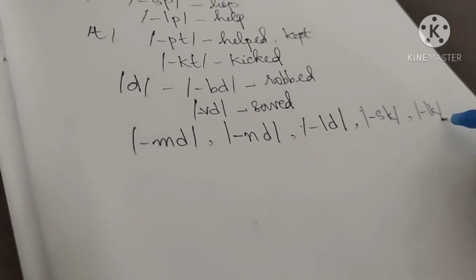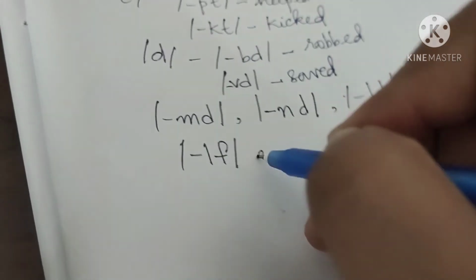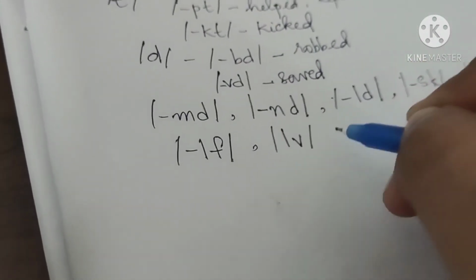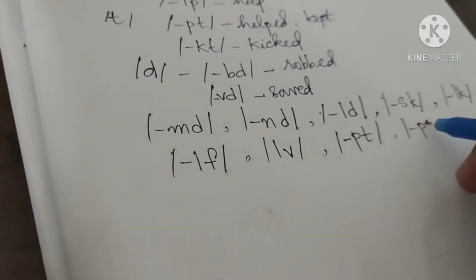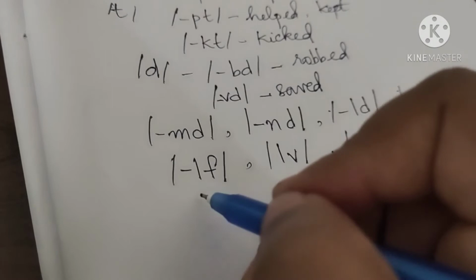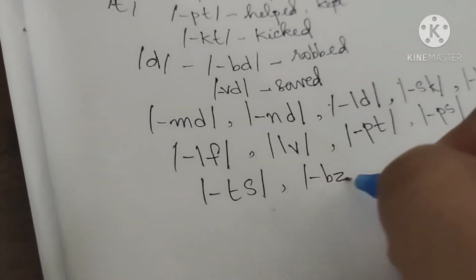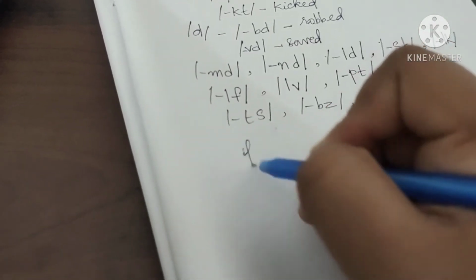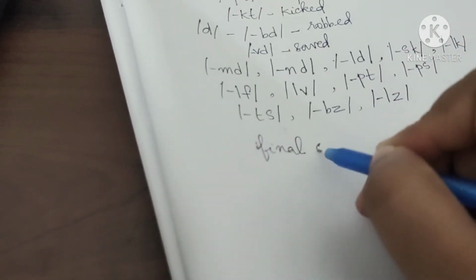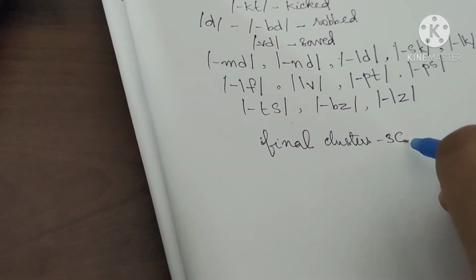ilk, ilf, l, ch, s, z. Final clusters of three consonants. We know that a maximum of four consonants are possible. Now this is three consonants.